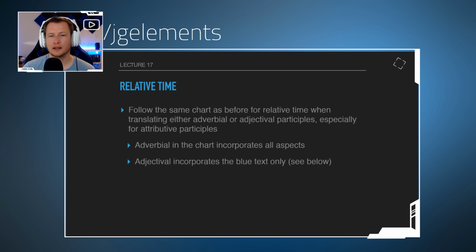And again, adjectival participles use relative time. Follow the same chart as before. We're going to look at it in a moment. For relative time when translating either adverbial or adjectival participles, especially for attributive participles, adverbial in the chart incorporates all aspects. Adjectival incorporates the blue text only. Okay?